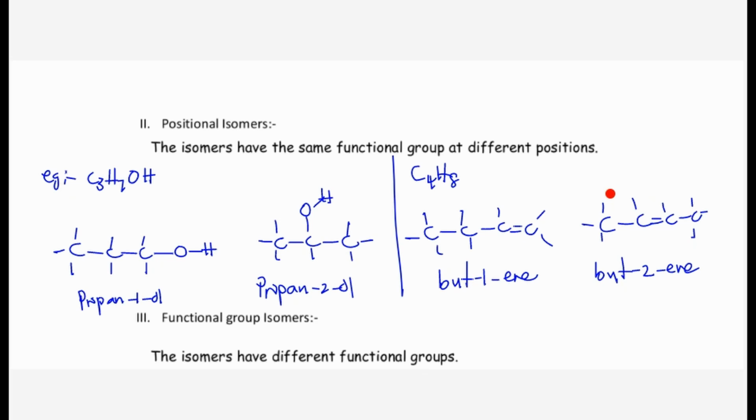Remember, when it comes to drawing isomers, it is not just 2 molecules. It can be even more than 2. Like in the case of C5H12, there are 3 isomers. Here, only 2. Some may think an isomer set is only 2 molecules. No, it's not 2. It can be more than 2. We'll be doing some examples in a while. There are about 8-9 isomers for some molecules. It's not just 2. Copy these examples.